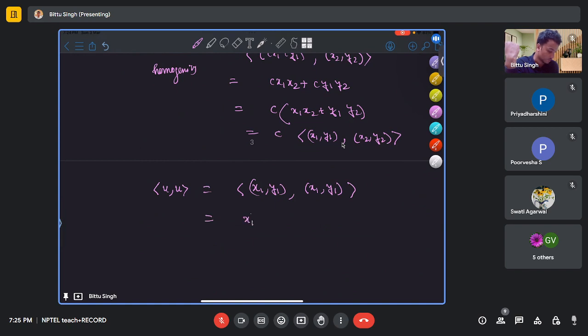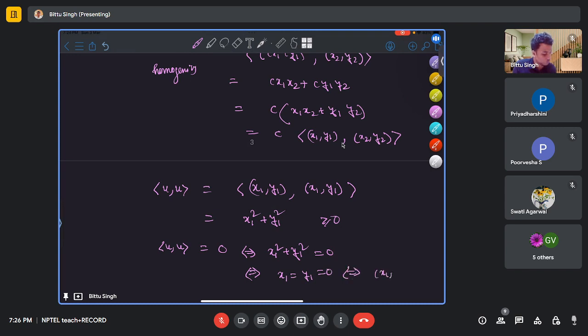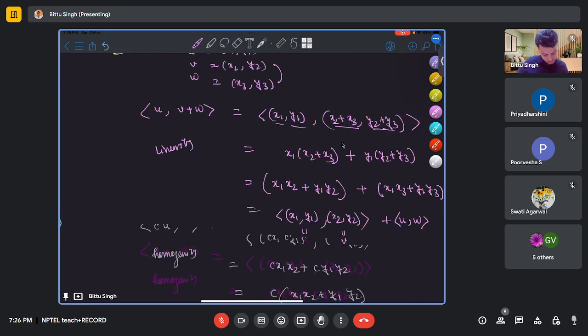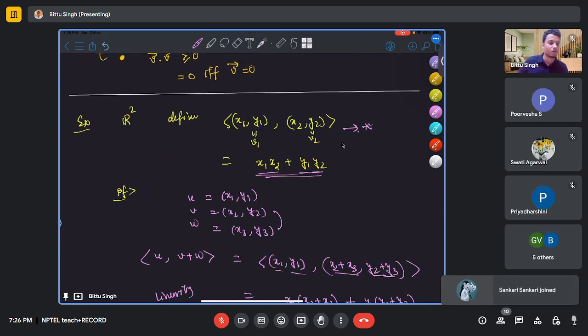You can see that by definition this is x1 square plus y1 square, and we know that the square of a real number is always non-negative. Now when u comma u is zero, this implies that x1 square plus y1 square should be zero, and this happens if and only if x1 and y1 both are zero. And this is the same as saying the pair x1, y1 is zero, equivalent to the vector u itself. So all the properties are satisfied by this definition. So from this we can say this is actually an inner product.